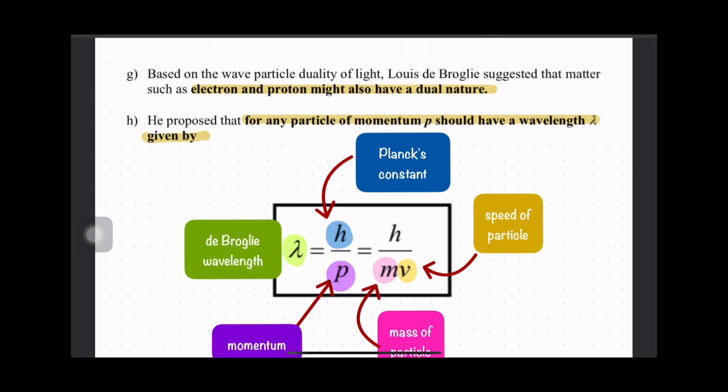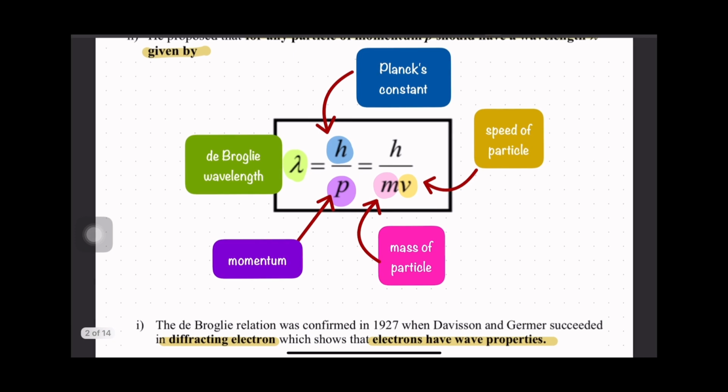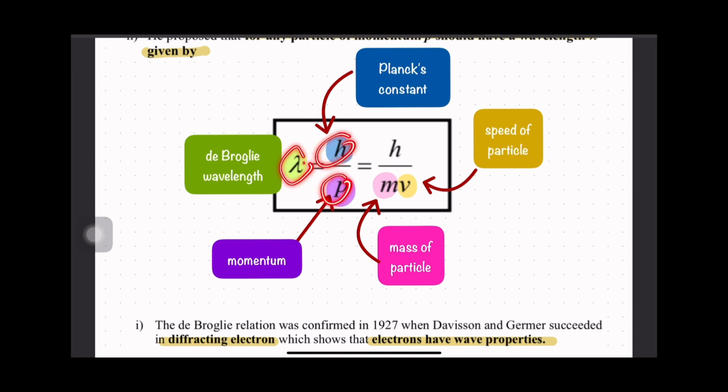So dia pun cakap lah, sebab kita tahu electron and proton itu adalah satu partikel, so adakah dia boleh juga bersifat sebagai wave? Okay, so he proposed that any particle of momentum P should have a wavelength. That wavelength shows what we call wave behavior. Okay, so based on the equation, de Broglie wavelength is equal to h over P, where P is equal to mv. V stands for the speed of the particle.